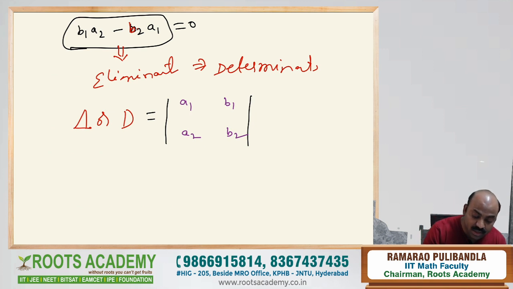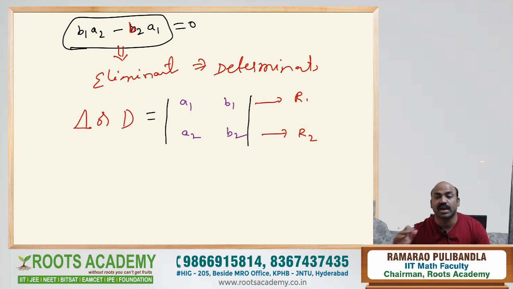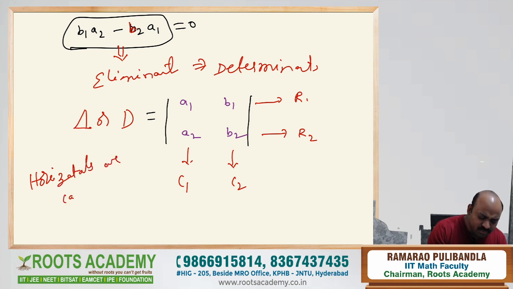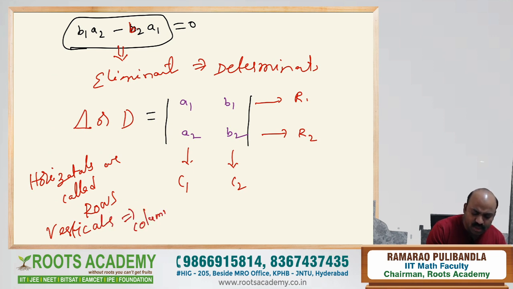See, students, this is called row 1. This is called row 2. Horizontal things are called rows, and vertical things are called, students, look here very carefully, column 1, column 2. Verticals are called columns. Horizontals are called rows. Students, are you getting what I am saying? Horizontals are called rows, and verticals are called columns. I think all of you got it.